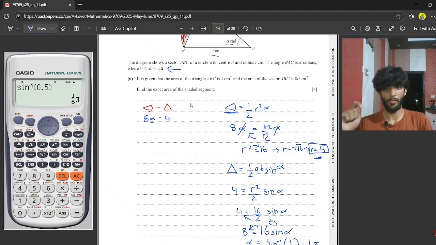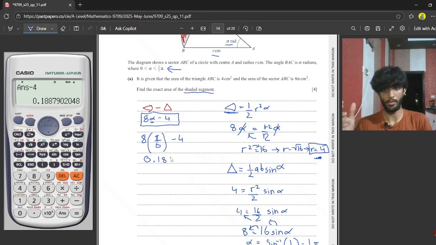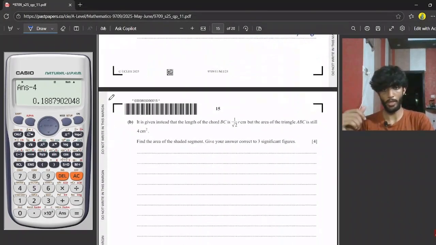So now what we need to do is find the exact area of the shaded segment. This was the formula for the exact area of the shaded segment. We know what alpha is. We can just simply put alpha in here. So this is going to be 8 times pi by 6 minus 4. Let's solve this out. Pi by 6 times 8 minus 4 is equal to 0.189. Okay, 0.189 cm squared. So we move on to part B.